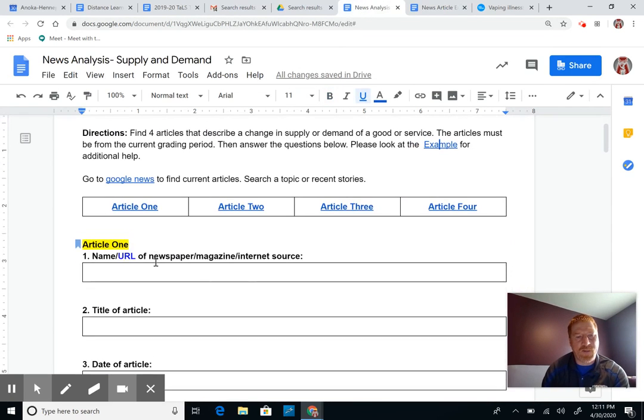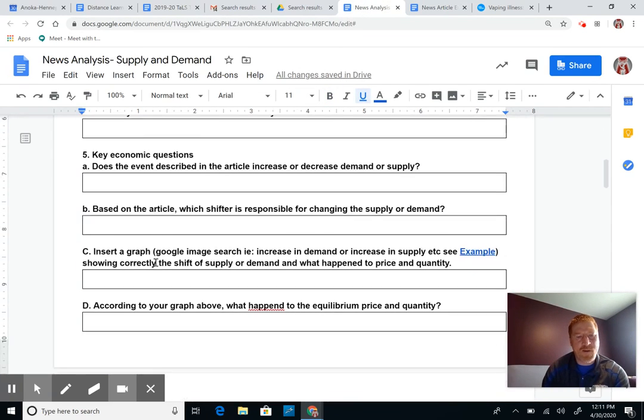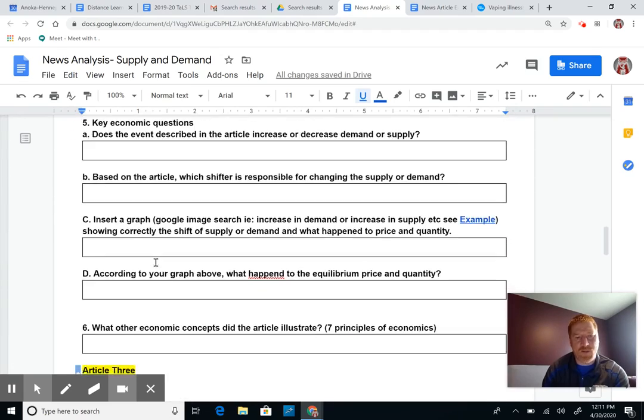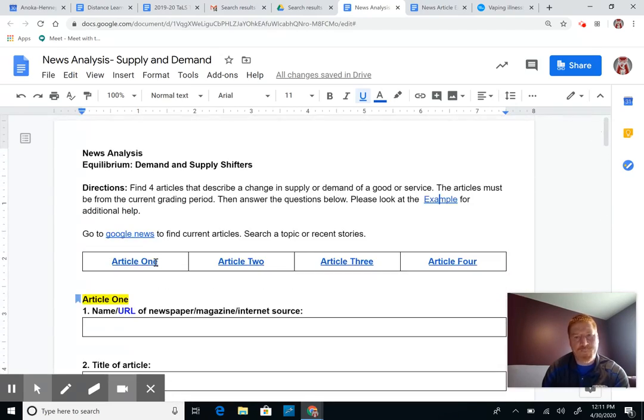Again, this is what you're filling in. You have the example. It's the same stuff that I just did. You're finding four articles again on supply and demand. If you have questions on it, let me know. If you don't get it exactly right, we're just looking that you understand that supply and demand is happening in the economy and what's going to happen to price and quantity. If you don't get every single thing right, that is okay. I know we haven't been in class together, obviously, so I'm just looking to see, do you understand it a little bit and can kind of relate it to current events?